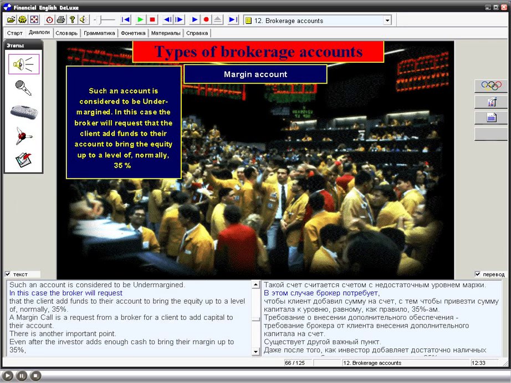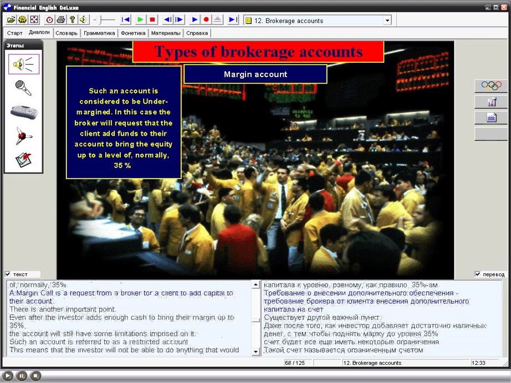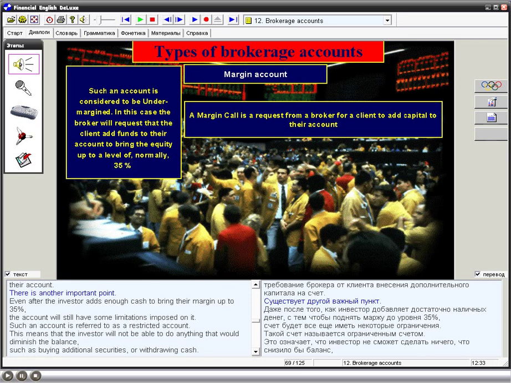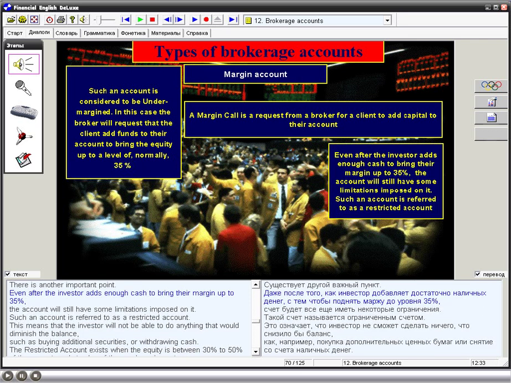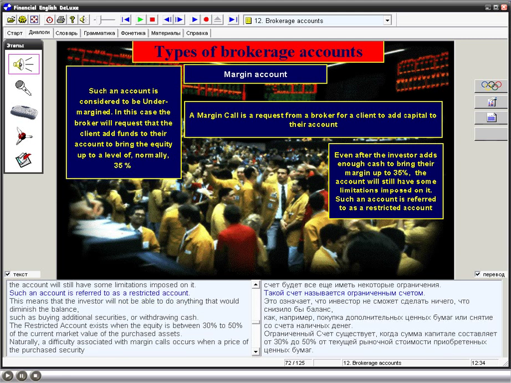There's another important point. Even after the investor adds enough cash to bring their margin up to 35%, the account will still have some limitations imposed on it. Such an account is referred to as a restricted account. This means that the investor will not be able to do anything that would diminish the balance, such as buying additional securities or withdrawing cash. A restricted account exists when the equity is between 30 to 50% of the current market value of the purchased assets.